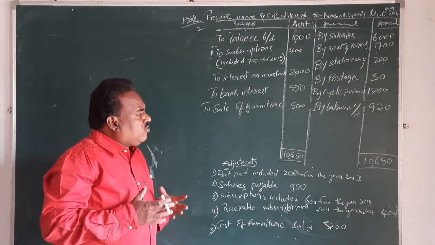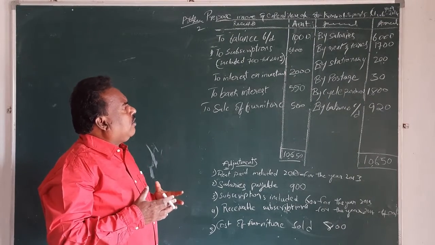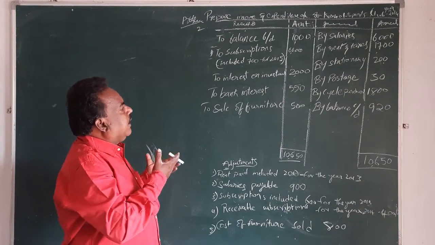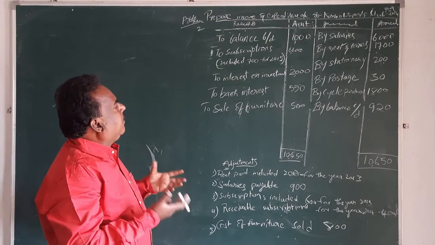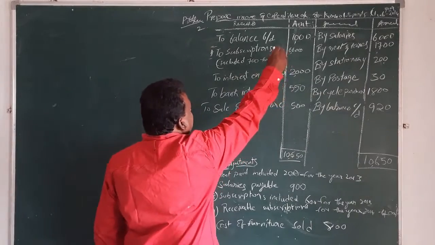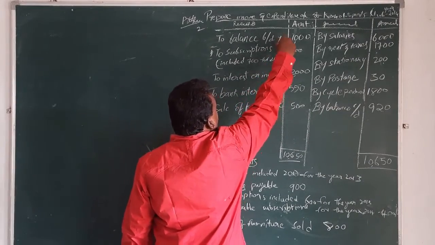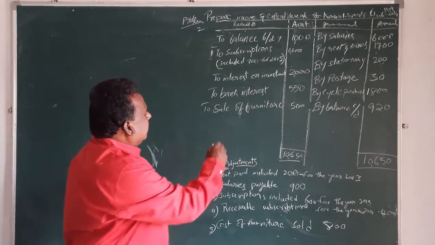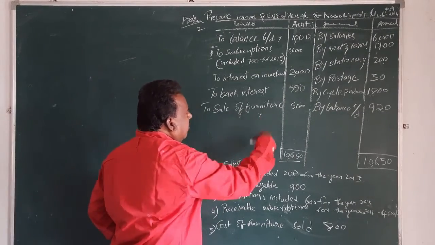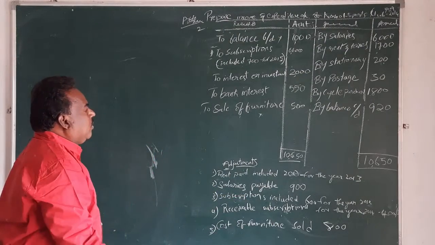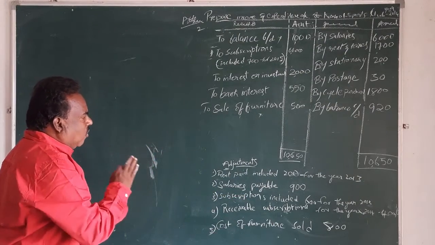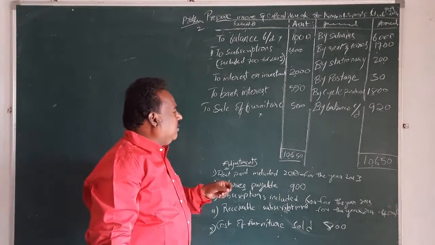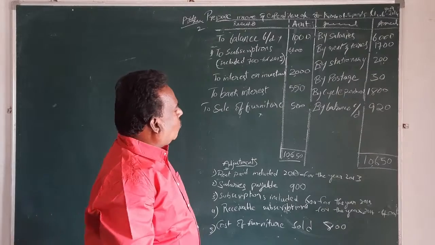First of all, you must recognize what is of capital nature, what is capital expenditure, what is capital income. So the balance is not at all income and expenditure. It is not taken into consideration. Next, sale of furniture. It is also not a revenue income. So it is not taken into consideration. While loss on sale of furniture 300 must be recorded on the debit side of the income and expenditure account.